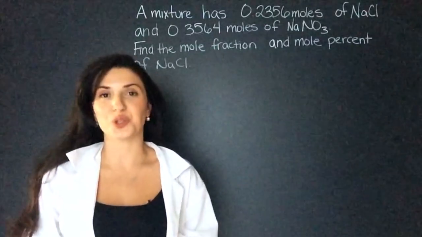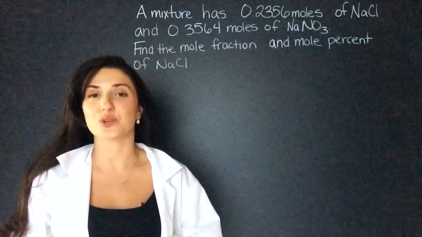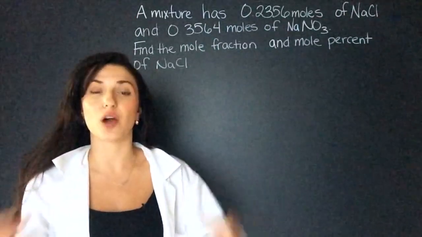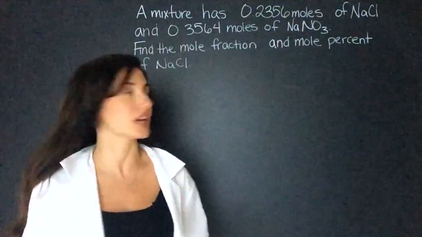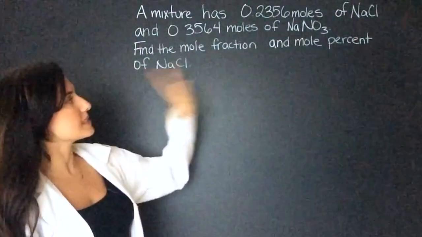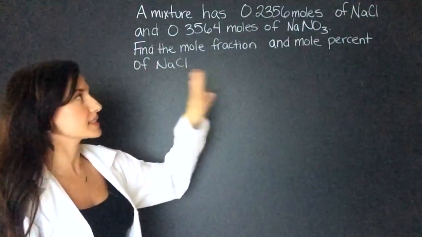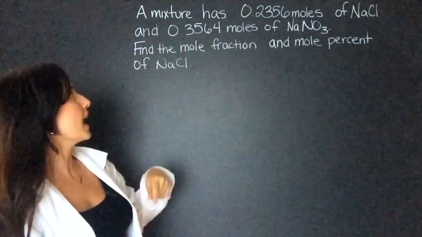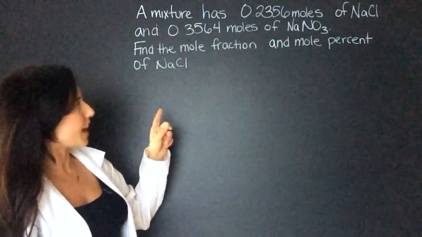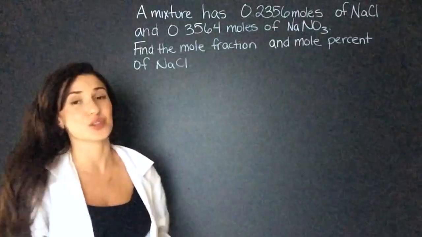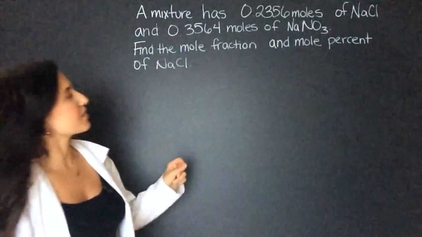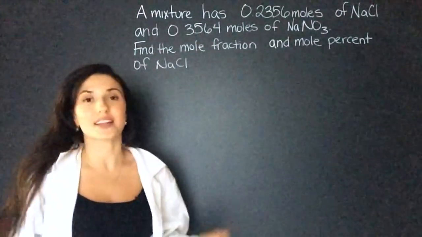Next, I want to show you guys an example of when they ask you for the mole fraction and mole percent of one molecule in a solution. So a mixture has 0.2356 moles of sodium chloride and 0.3564 moles of sodium nitrate. They're asking us to find the mole fraction and the mole percent of sodium chloride.